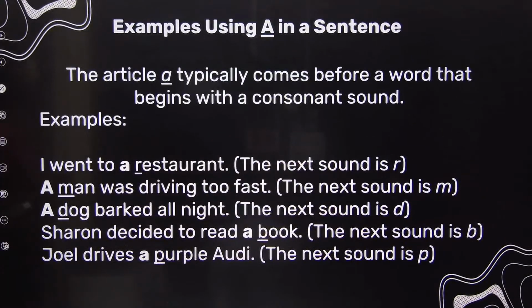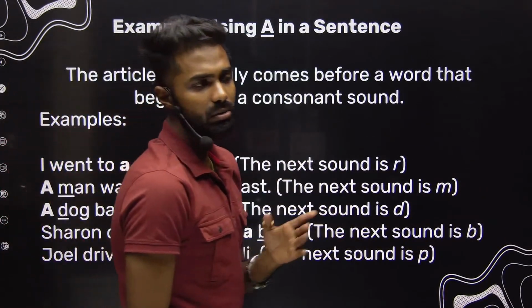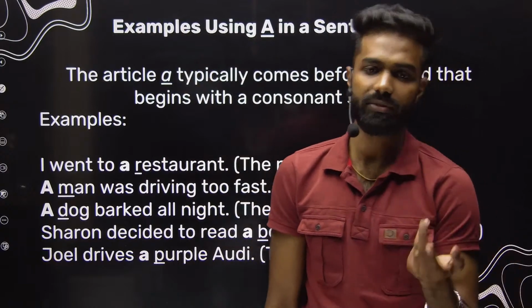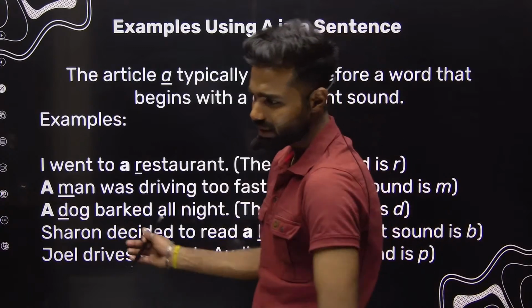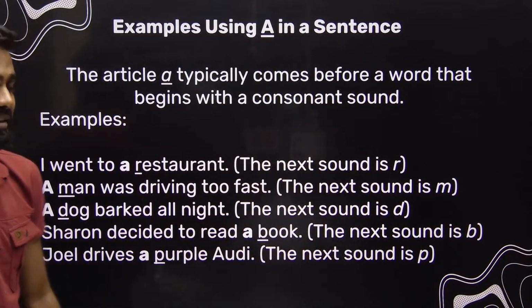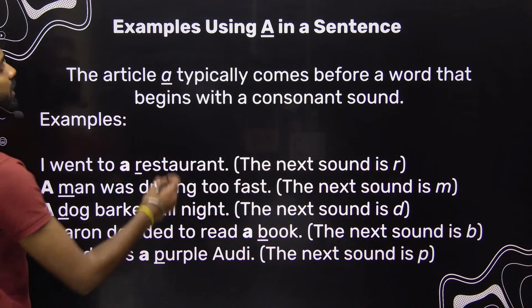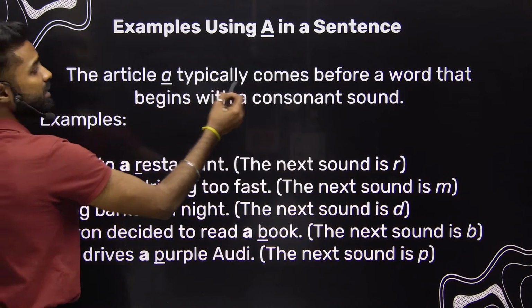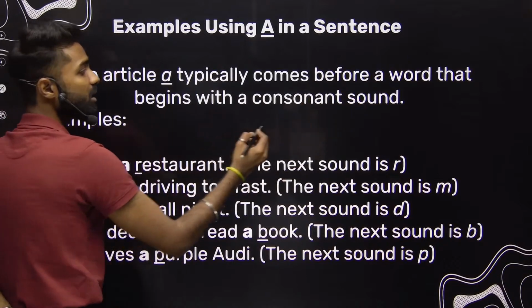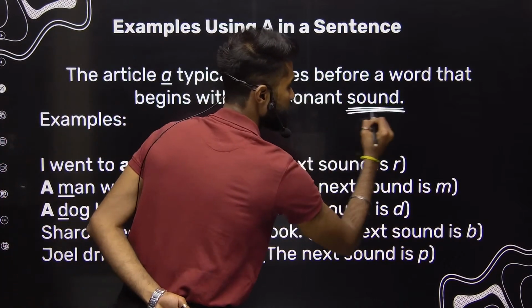Yeah. So where to use a, sir? Now give me some examples. Now you will be asking me to give some examples, and that is the right thing for me to do, introducing it with some examples. Okay. So let us see what we are going to do now. Examples using a in a sentence. The article a typically comes before a word that begins with a consonant sound.